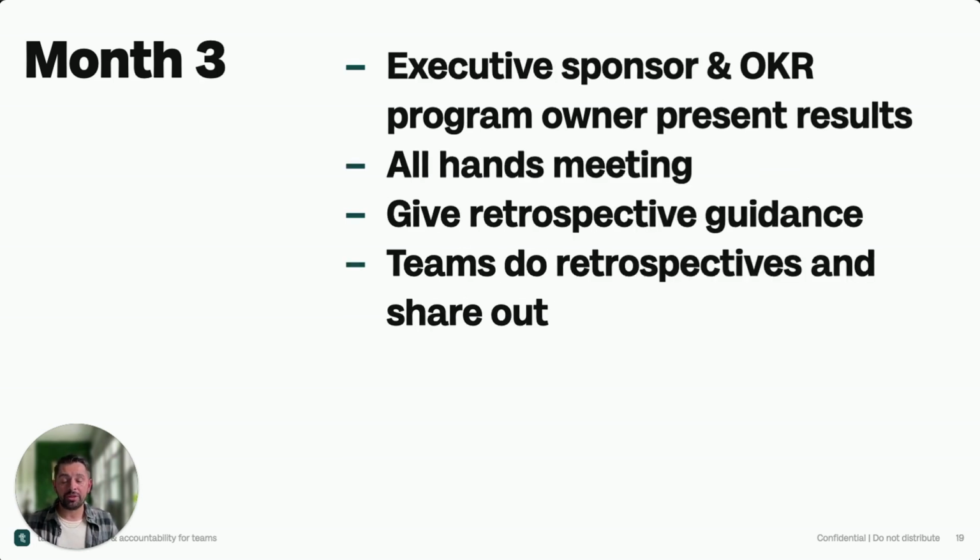Now, once we get into month 3, this is really where we start to figure out how we've done. And so, especially at the end of the quarter, our executive sponsor and our OKR program owner are going to present our results as an organization. Now, this definitely switches to the executive, because not only are they ultimately responsible for the success of the whole OKR program, but again, we want to make sure that this isn't something that's just being done at the team level. This is something that everyone really cares about and that the executive team is looking at and using to make strategic decisions for the business.